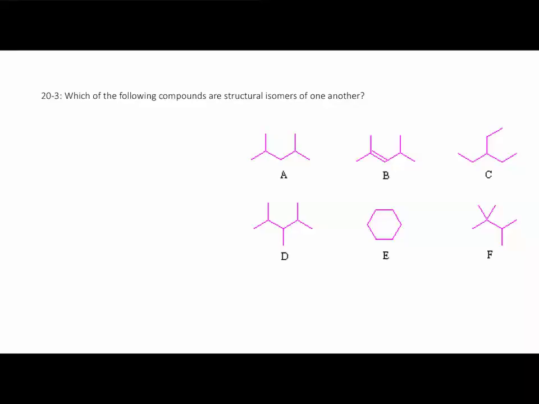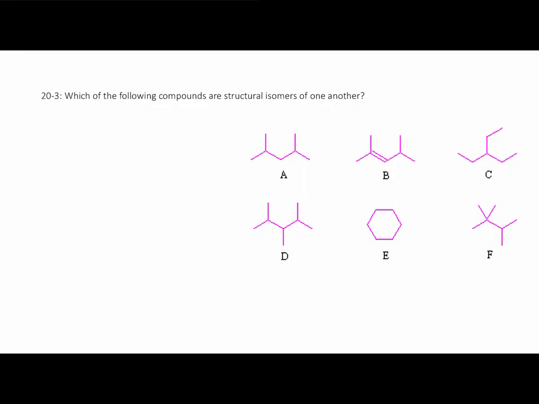Okay, so for this video, I'll be going over question 3 on discussion worksheet 20. It asks which of the following compounds are structural isomers of one another. So first, it's important to know that isomers are compounds that are constructed from the same atoms, meaning the same molecular formula, but still differ from one another.